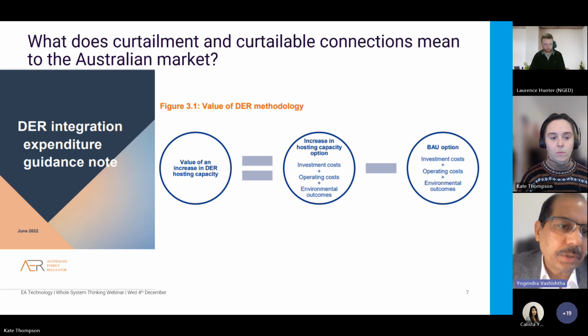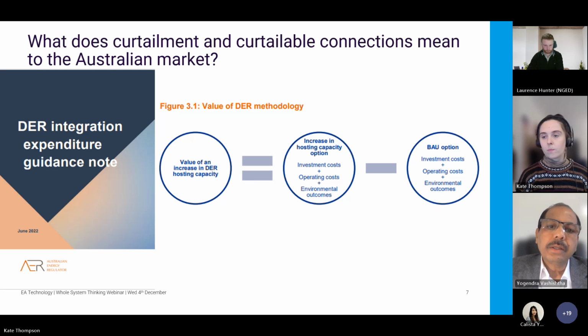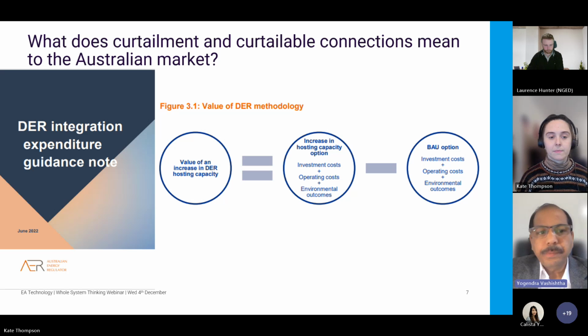Now, in Australia, in 2022, the Australian Energy Regulator came up with the DER integration expenditure guidance note. This is basically harmonizing the information, since every DNSP was trying its own methodology to determine the value of DER and of improving hosting capacity. It proposes a value of DER and how to calculate it, like increasing the hosting capacity against the BAU, and that includes investment cost, operating cost, and environmental outcomes also. This is the methodology the AER allows the DNSPs here in Australia to use to justify expenditures.